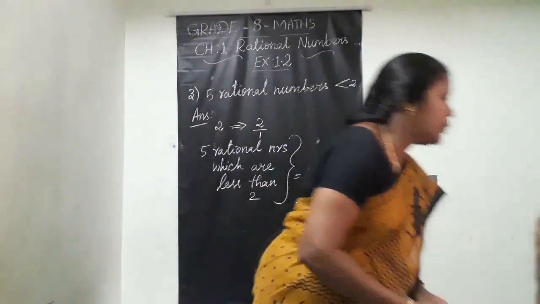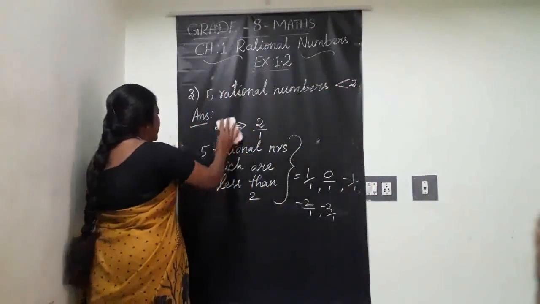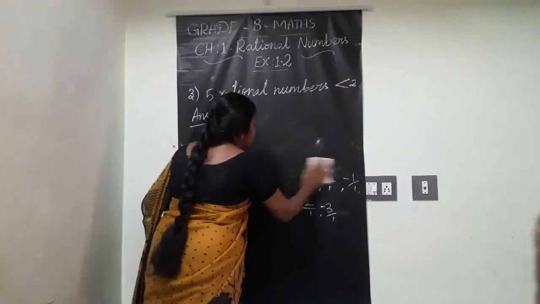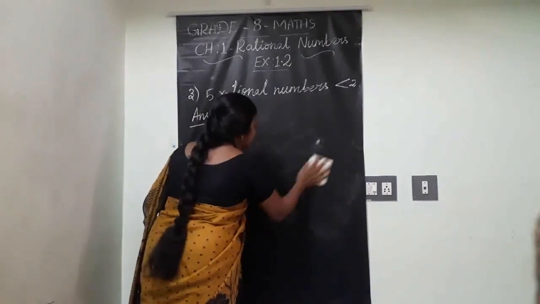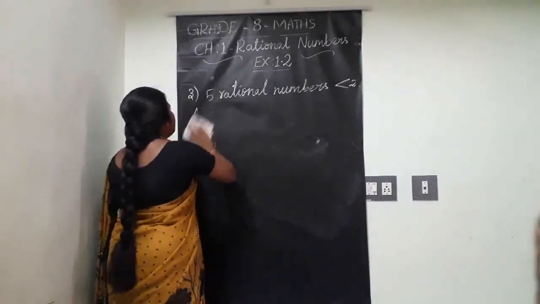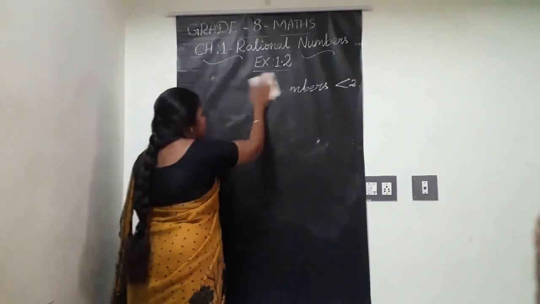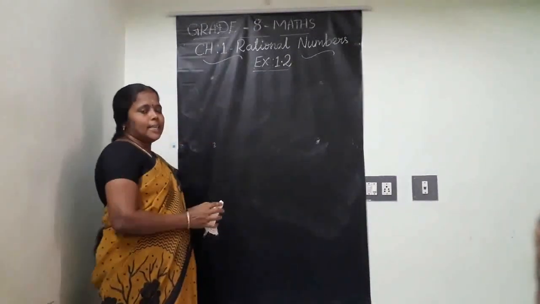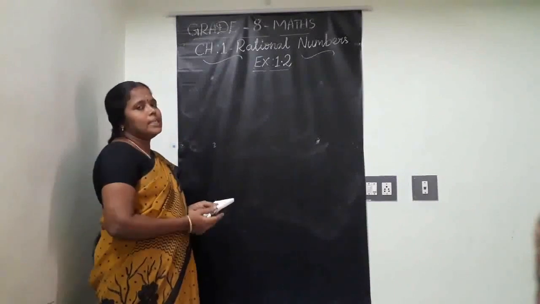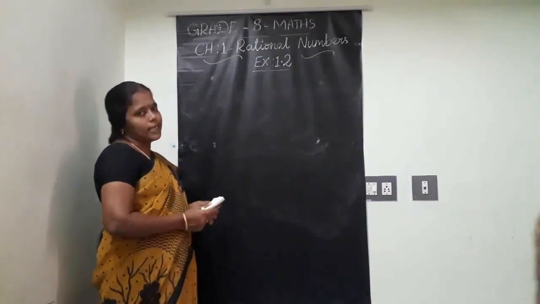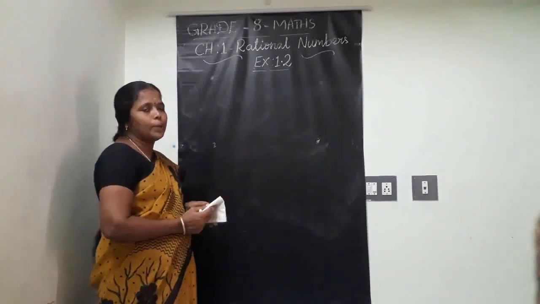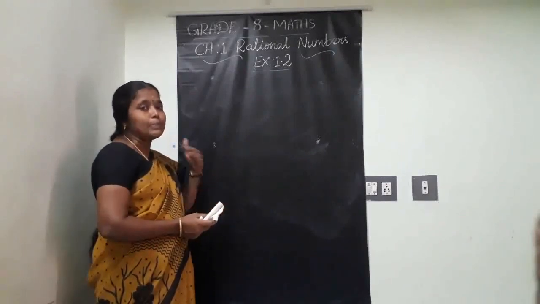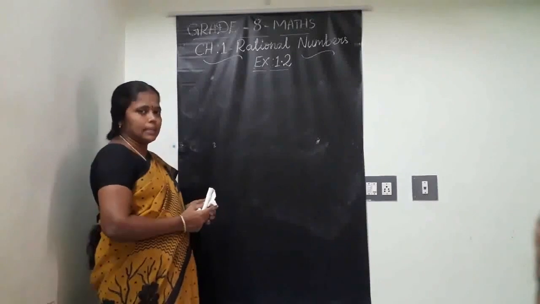Now only we are going to see the next topic. In the beginning of the class, what I said, we are going to see 2 things in this exercise. One is representation of rational numbers on the number line. Another one, what I said, is how to find rational numbers between any 2 rational numbers. What is the second topic I said? How to find rational numbers between any 2 rational numbers.